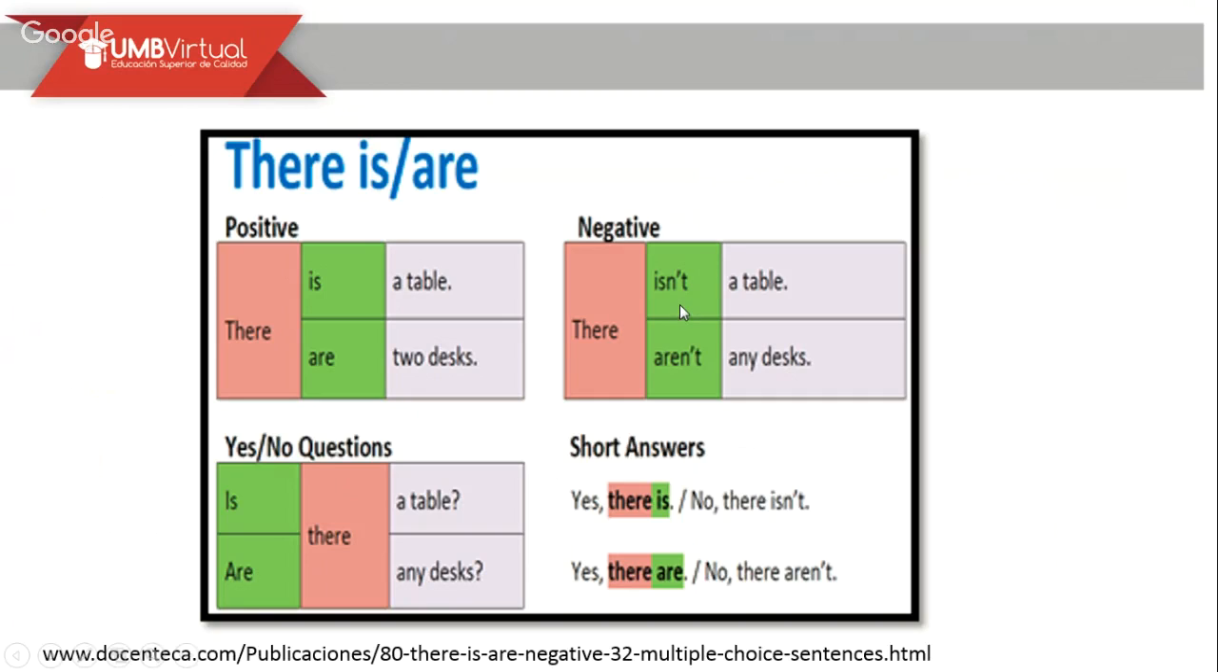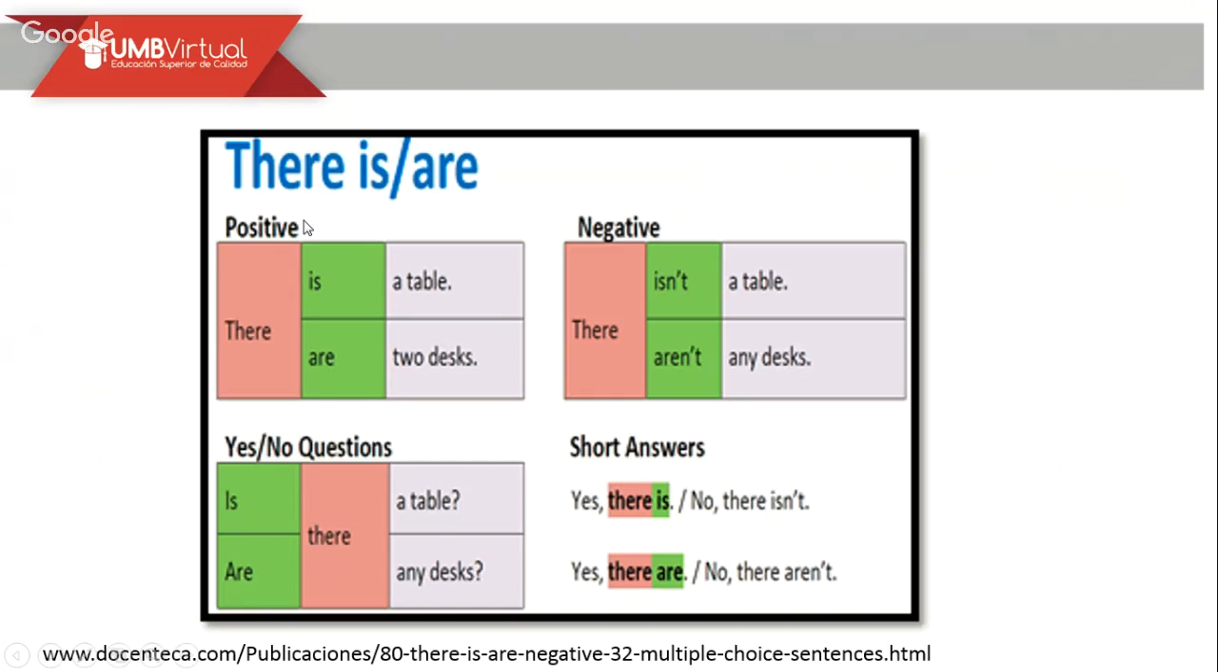Negative, there isn't a table and there aren't any desks. And yes, no questions. Is there a table and are there any desks? And short answers. Yes, there is. No, there isn't. Yes, there are. No, there aren't. This one is a contraction, but we can use the longer way to say that. No, there are not, or no, there is not. It depends according to the person who is speaking or the intention you have.